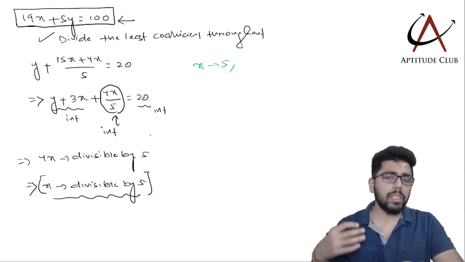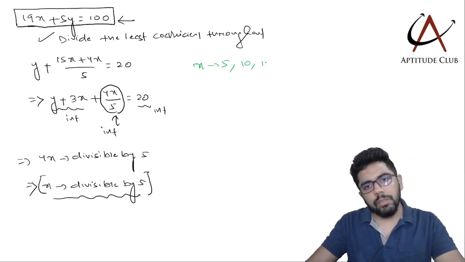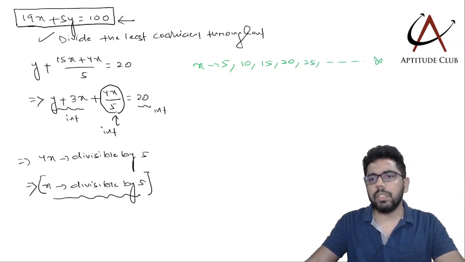X is a positive integer divisible by 5. The smallest possible value is 5, followed by 10, then 15, then 20, then 25, and I can go on like this till infinity.